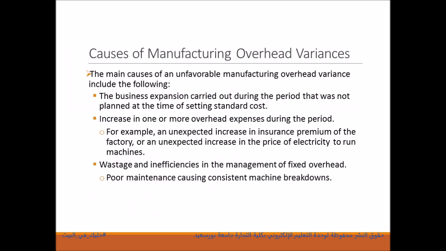What are the causes of overhead variances? Overhead variances can be caused by having business expansion carried out during the period that wasn't planned for at the time of setting standard cost, or having an increase in one or more of overhead expenses during the period, such as unexpected increase in insurance premium or unexpected increase in the price of electricity that is used to run machines, and so on.